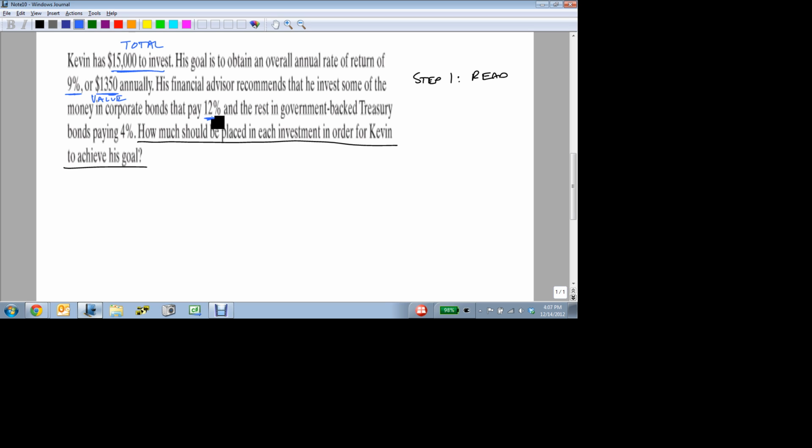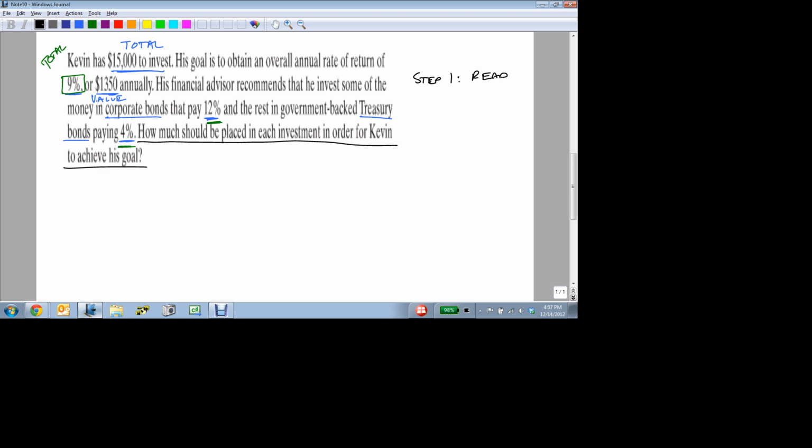Finally, we know that 12% and 4% are the corporate bonds and the treasury bonds individual payouts. And something that I didn't specify earlier, but I should have, notice as well the difference. The 9%, which is our total, is between the 12% and the 4%, which are our items being mixed. In order for the rates to work, the mixture rate has to be between the other two. If it's more, you can't get it. If it's less, you can't get it. It has to be between them.